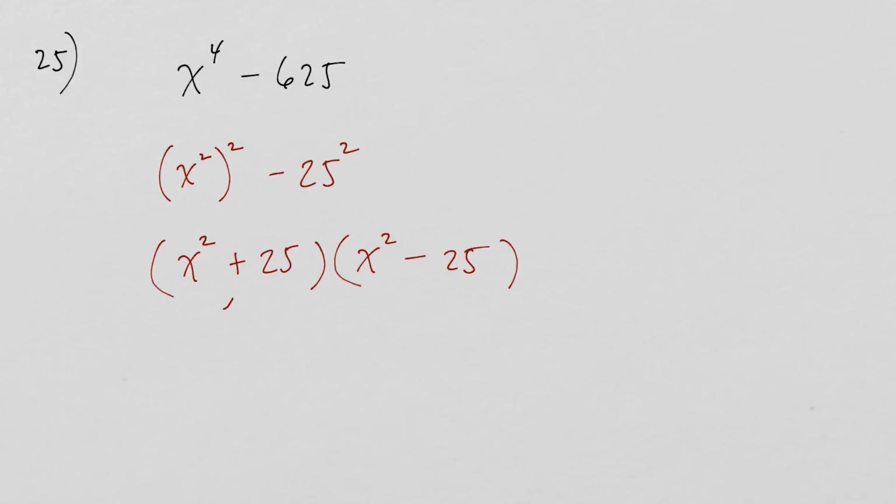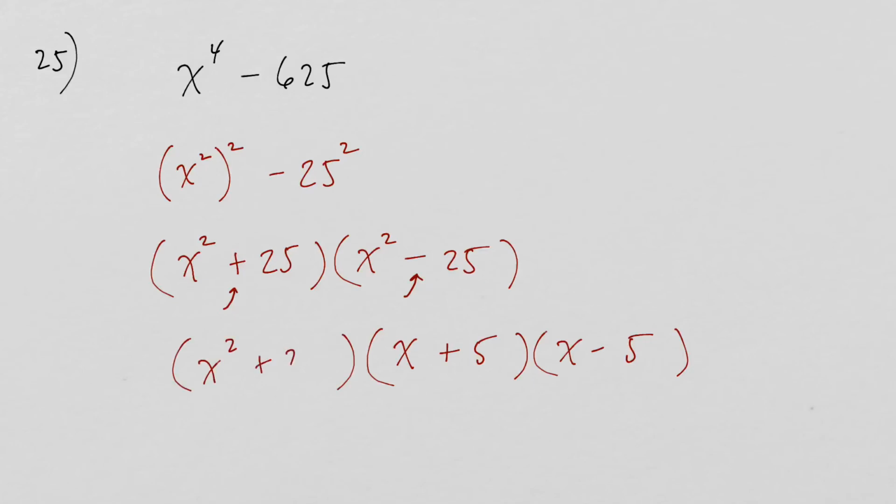Well, this is the sum of 2 squares, but this is the difference of 2 squares, and this last one can continue to be factored as the difference of 2 squares. So we put the square root of the first item first, the square root of the second item second, and then plus minus. And of course, we still have this. So that's the final answer.